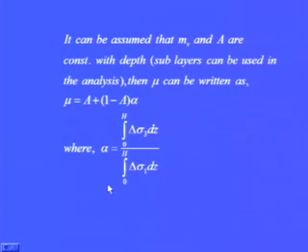It can be assumed that mv and A are constant with depth. Sublayers can be used in the analysis. Then mu can be written as mu equal to A plus (1 minus A) into alpha, where the alpha factor is given by integral 0 to h of delta sigma 3 dz divided by integral 0 to h of delta sigma 1 dz.